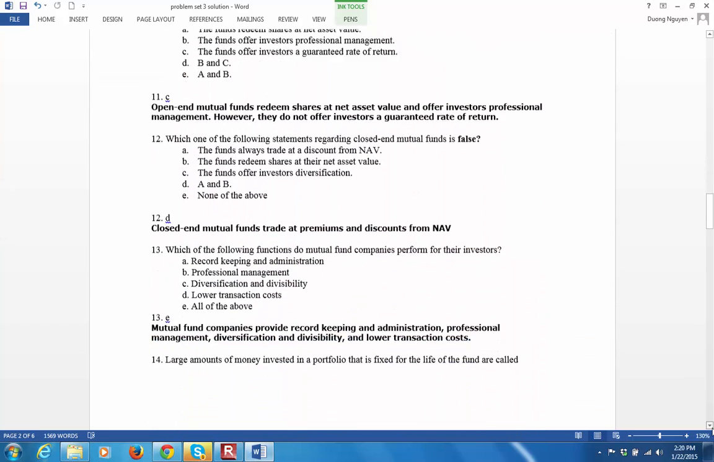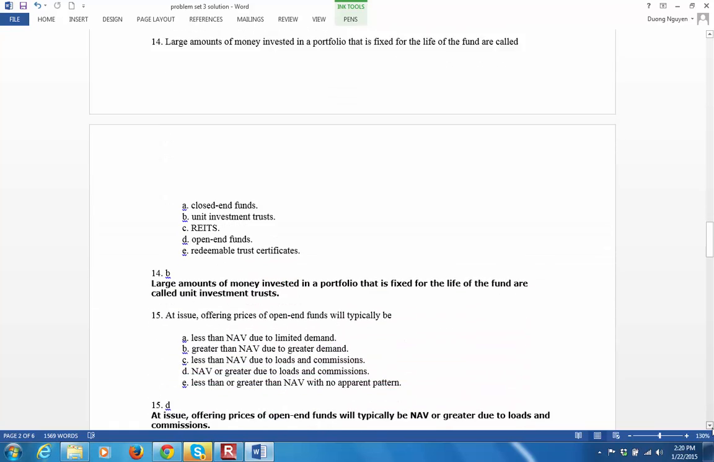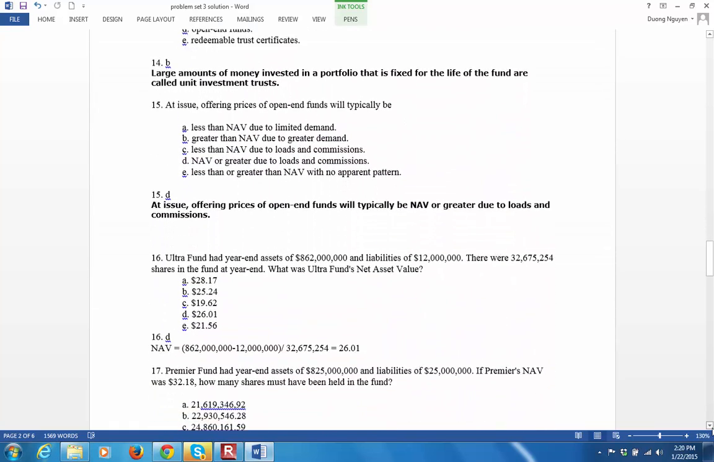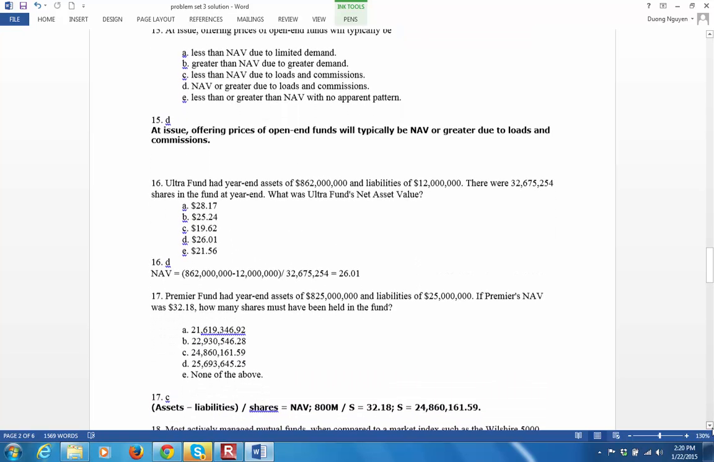Now next question. Question number 16 is the same thing, calculating net assets value. The assets are $862 million, liabilities $12 million, and 32,675,254 shares outstanding. Net assets value is calculated as over here. Very simple.